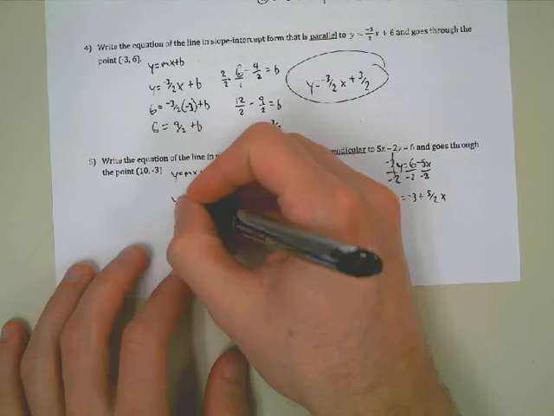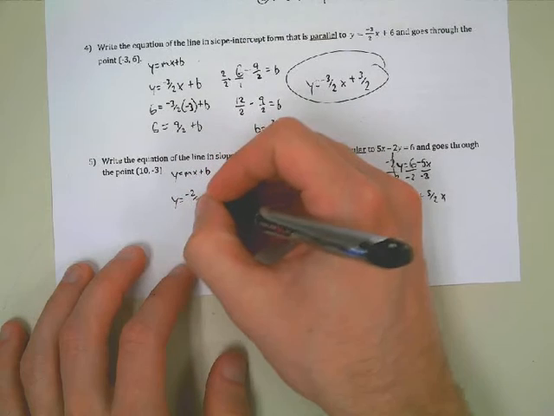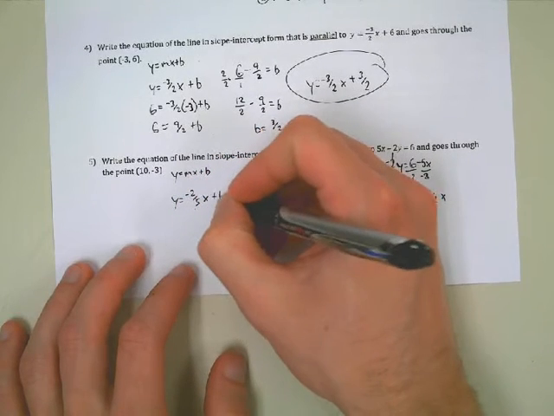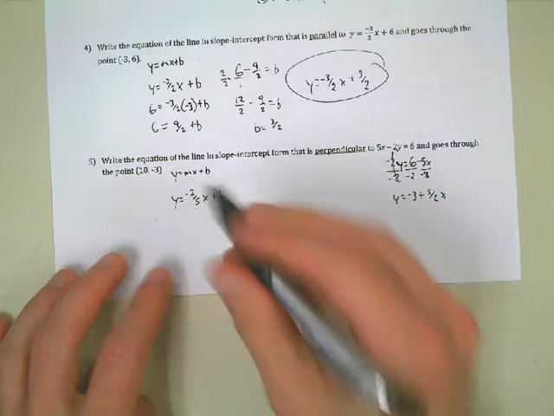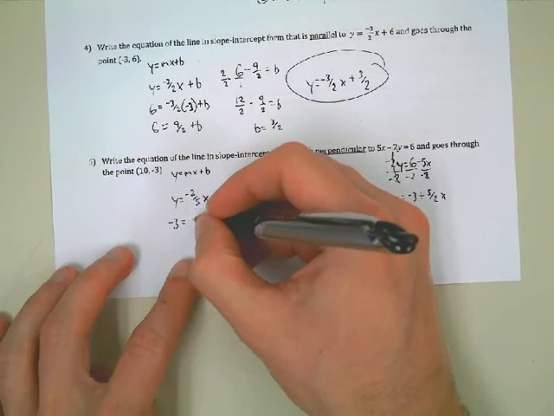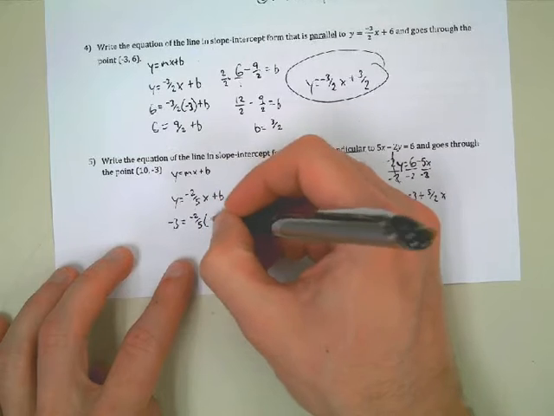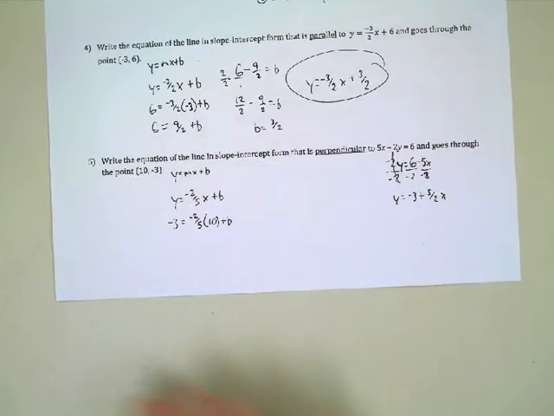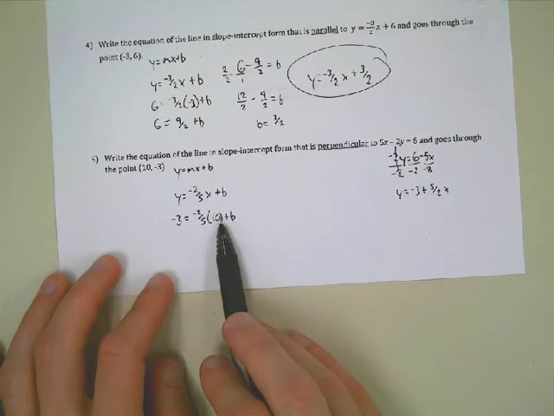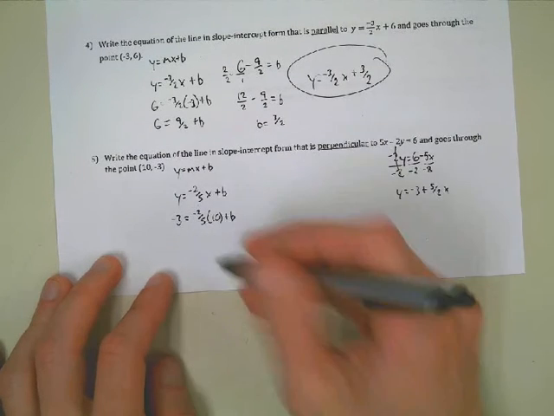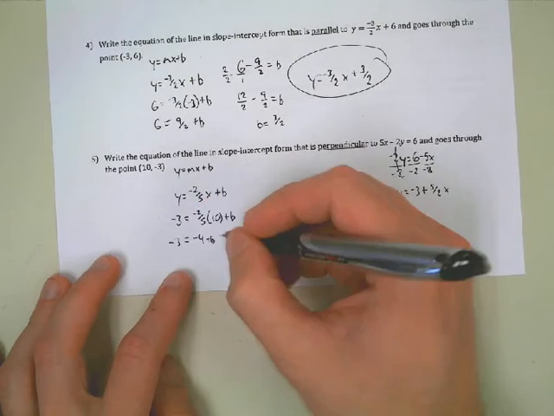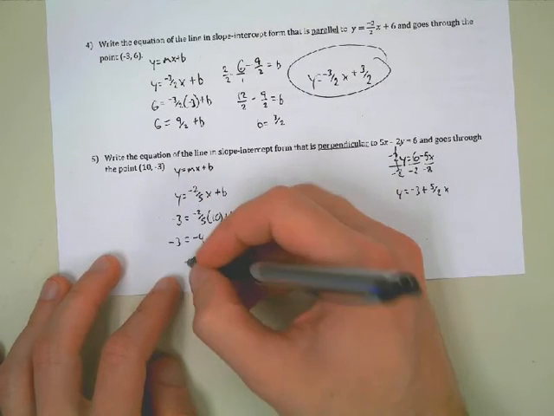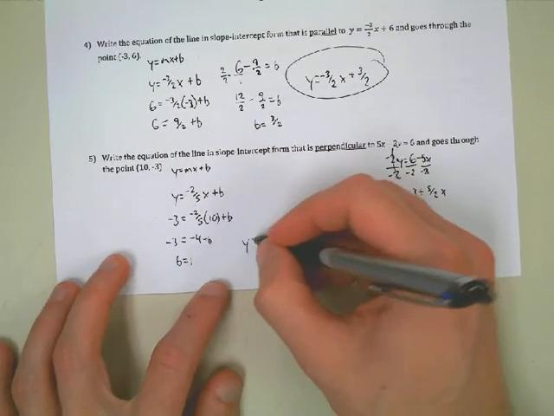Ugh, more fractions. And we've got to plug in our point there, right? So negative 3 goes in for y. Negative 2/5 goes in for 10. Oh, that works out real nice, doesn't it? Because negative 2 times 10 is negative 20, but over 5 is negative 4. And we just add 4 to both sides. We get b is 1. So you get y equals negative 2/5 x plus 1. And there's the equation.